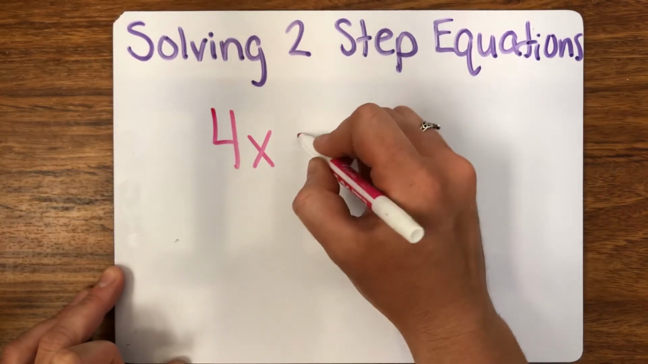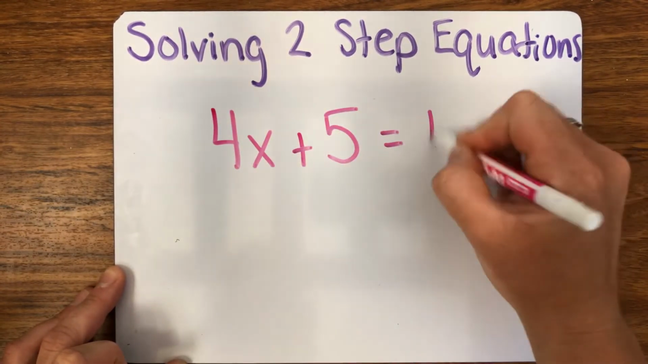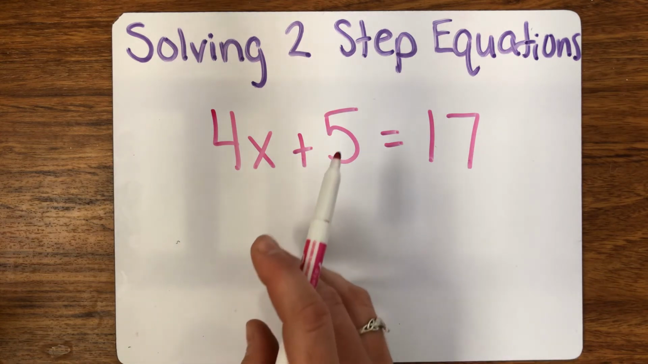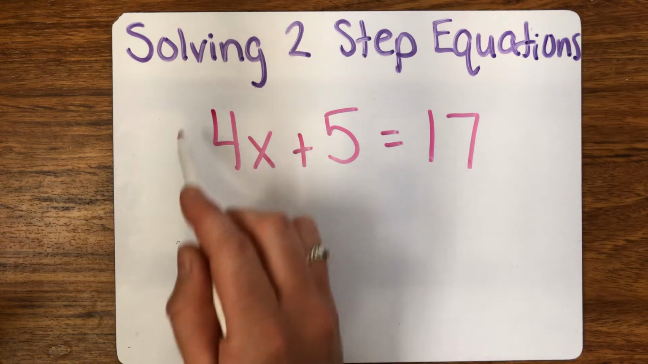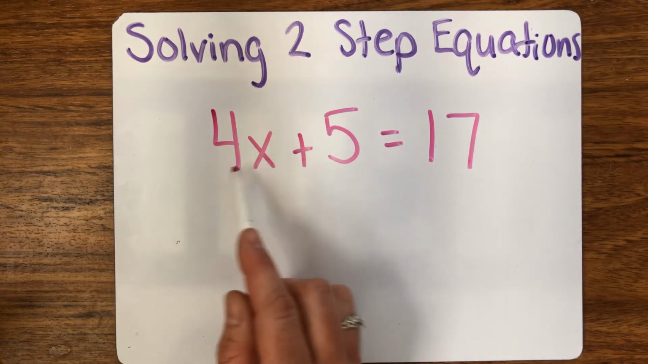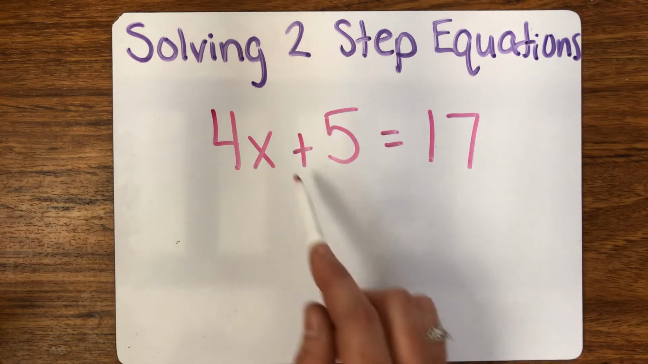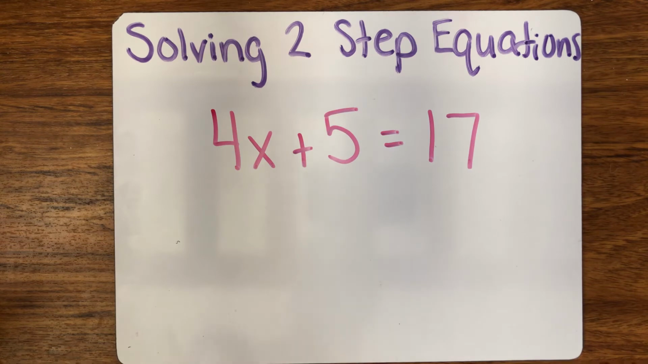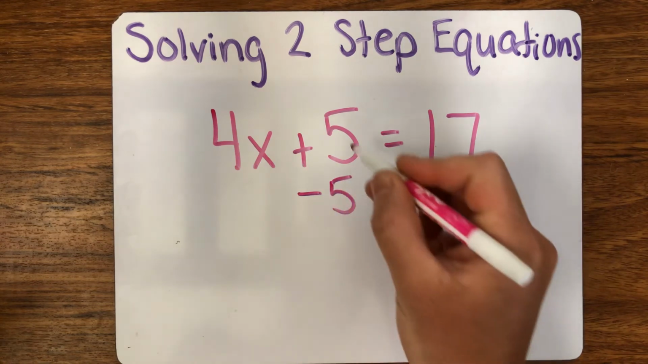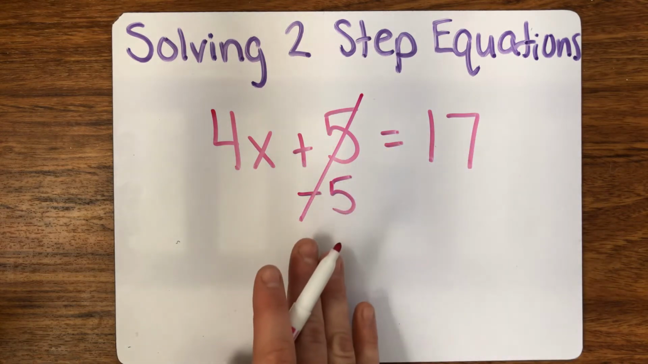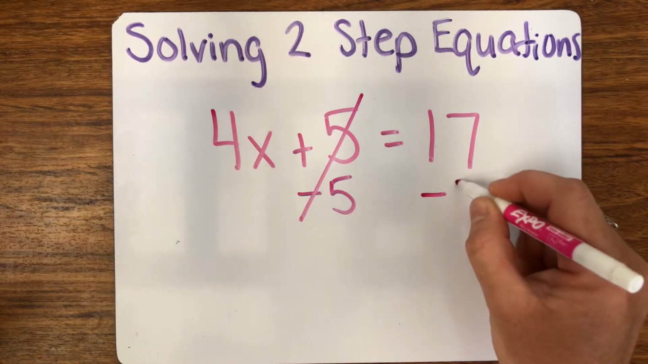So 4x plus 5 equals 17. Now this is our problem. Yesterday we said that we kind of want to work from the outside in. So we want to leave this 4x alone because this x and this 4 are connected. So we're going to get rid of this 5 first. So you're adding 5. How will we get rid of that 5? We would do the opposite, which is subtracting. So 5 minus 5, they cancel out. Okay? Whatever we do to one side, we do to the other. So minus 5 on this side.